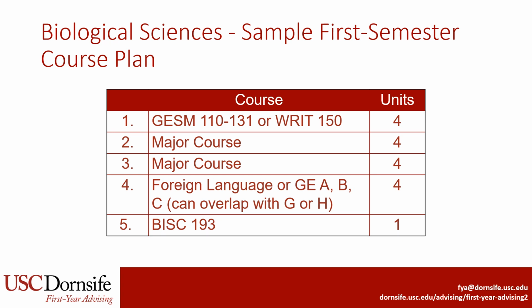In terms of major coursework, the most common combination is going to be general biology and either general chemistry or calculus, but this will vary based on the individual student. BISC 193, the 1-unit research course, is also advised. Your first-year advisor will provide you with an individualized course plan so you know exactly what you should be enrolling in. As a reminder, your tuition covers up to 18 units per semester.